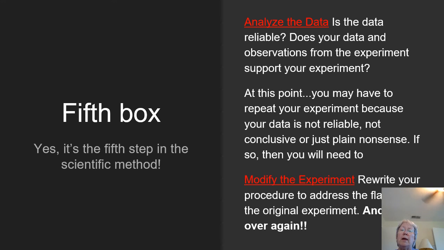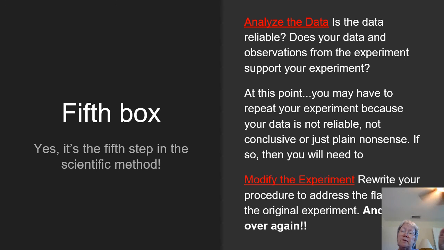At this point, you may have to repeat your experiment because your data is not reliable. In other words, you didn't gather it correctly. It's not conclusive, which means it doesn't prove what you needed it to prove, or it's just goofy, it's nonsense, and it doesn't make any sense at all. So then, if that's the case, you're going to modify your experiment, which means you will rewrite your procedure to address the flaws, and flaws means mistakes in the original experiment, and then yes, you will have to do it over again.